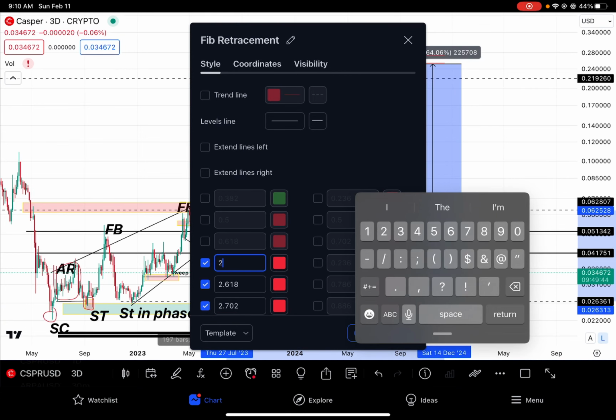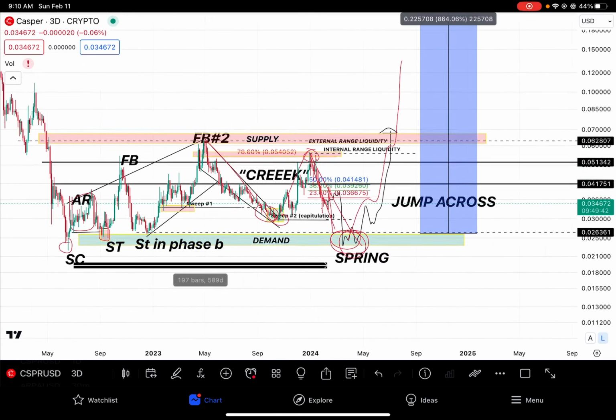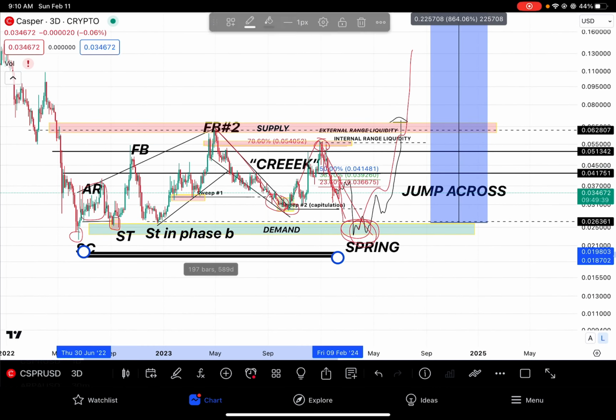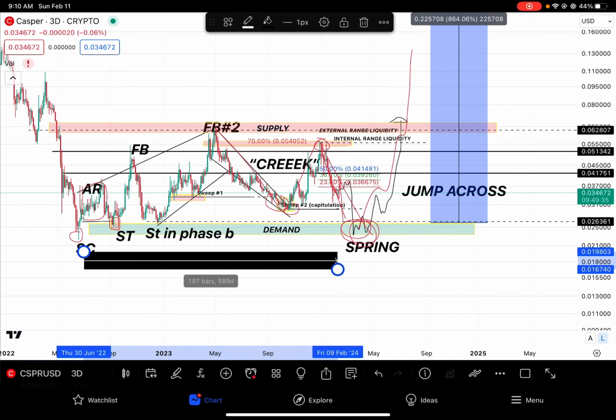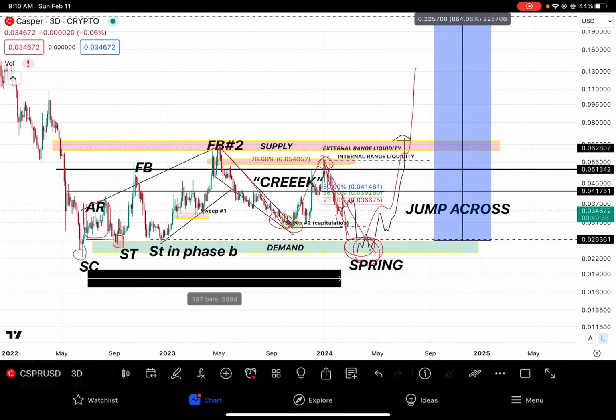And just remember that we have been in this range for 589 days. Remember that. Think of how much pent-up energy we have in Cspr.